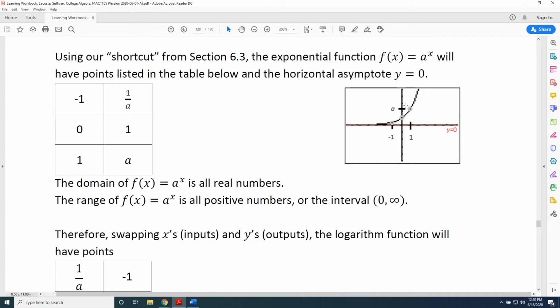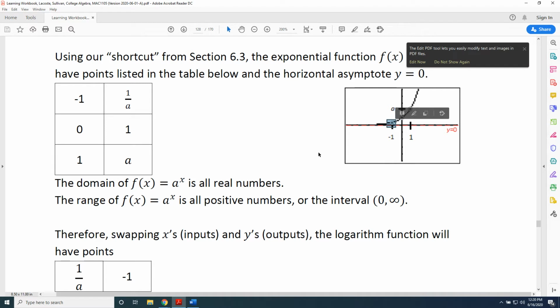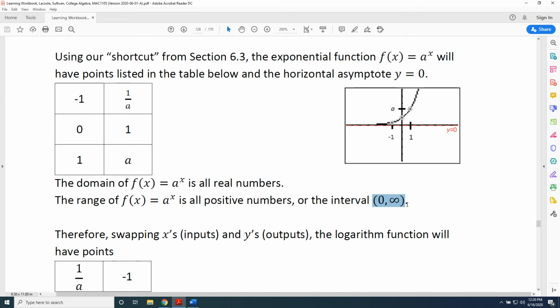So, working from bottom to top, here is the point 1, a. Here is the point 0, 1. Here is the point negative 1, 1 over a. The red dashed line shown here is the horizontal asymptote y equals 0. This graph, the exponential function, has a domain of all real numbers and a range that is from 0 to infinity with parentheses on both ends.